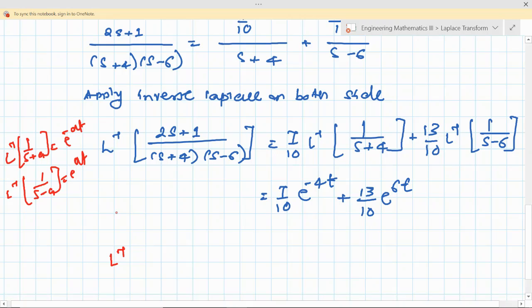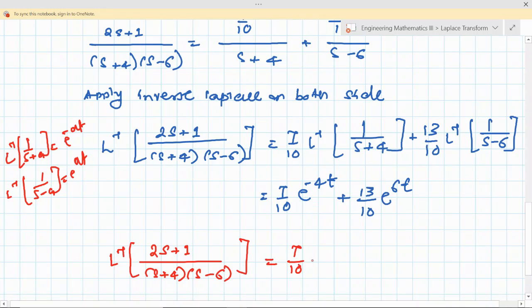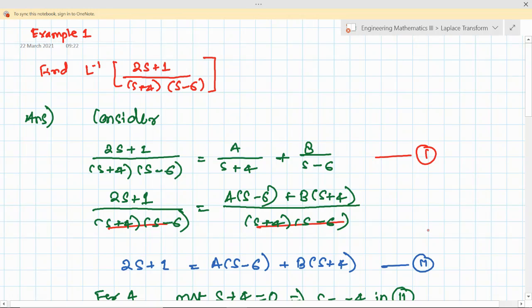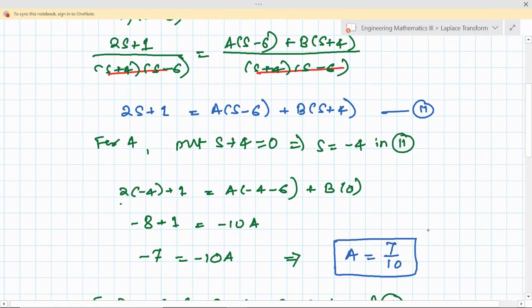See how simple it is. There is no use of property and theorem. We just apply partial fractions, and once I have the partial fractions, directly take the inverse Laplace and you will get the answer. So this is very simple. So (2s plus 1) divided by (s plus 4) into (s minus 6) is equal to 7 by 10 e raised to minus 4t plus 13 by 10 e raised to 6t. I think you have got this. If you have any doubt, you can ask. This is a very simple and basic example.